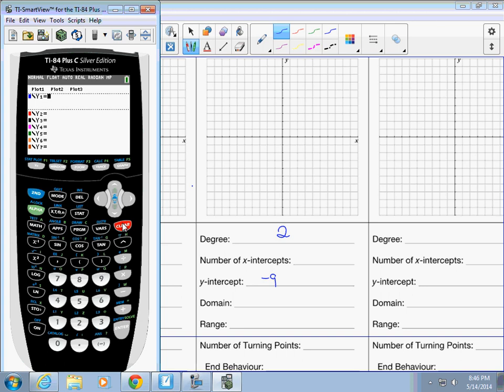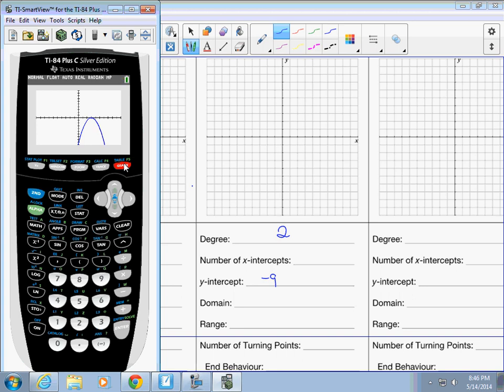So we're looking at negative, and make sure you use the negative and not the minus. X squared plus 6x, and I'm going to change this, because I want this one to be a -9. It's okay. -9. Hit your graph. There we go, that's what your graph looks like.